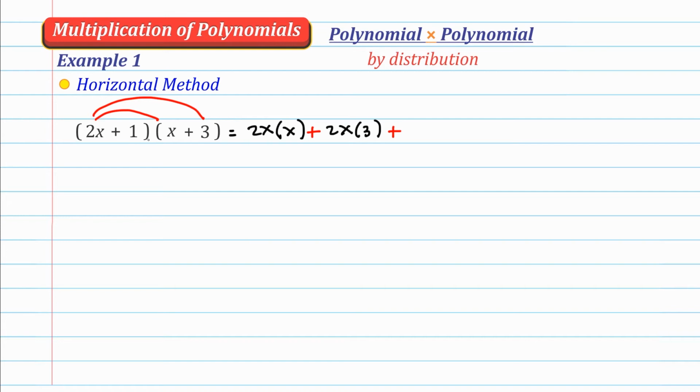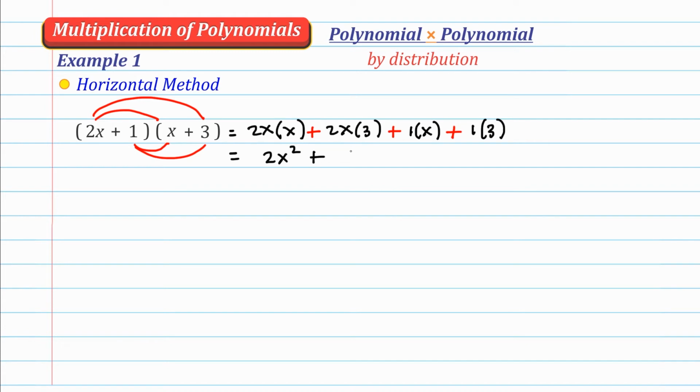Then plus. This time, we distribute the second term, 1, here. So distribute 1 to x. So we have 1 times x plus. And then lastly, we distribute 1 with 3. So 1 times 3. Simplifying further by rules of exponents, 2x times x we know is 2x squared.